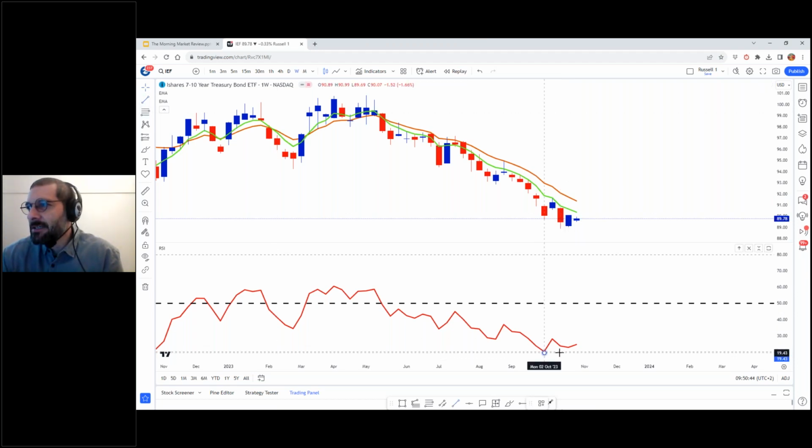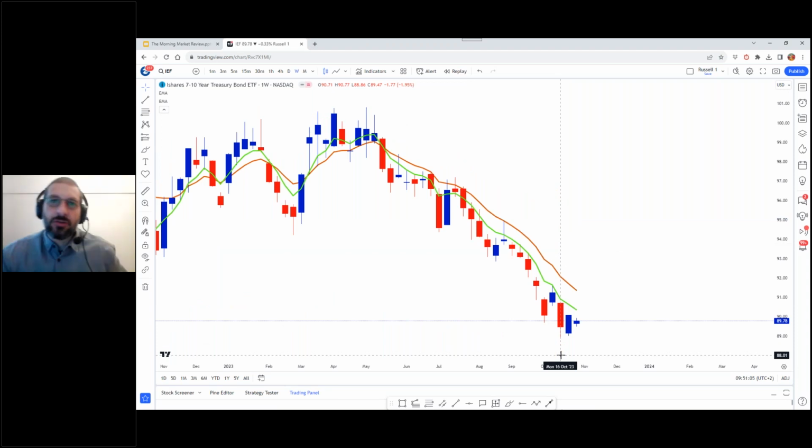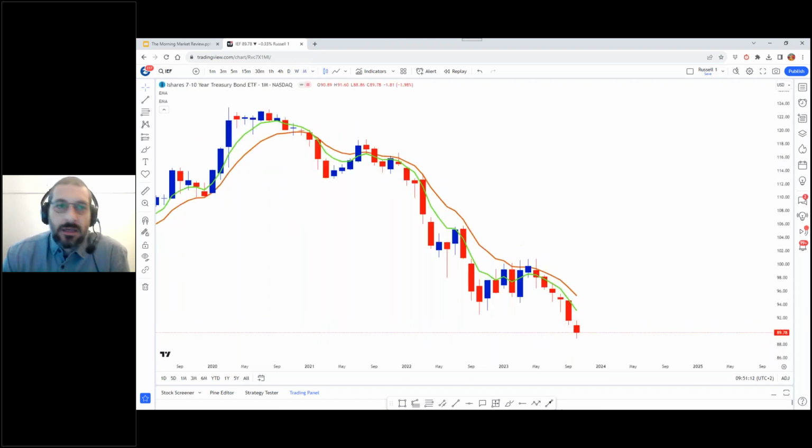Perhaps I'm not a great user of divergences. There is a positive divergence here, perhaps suggesting that we are at the nadir of the IEF. I'd like to see more positivity in terms of the price action. What we can do, so I've taken out the RSI, is take a look at this on a monthly scale, and let me just see if there's some support here.